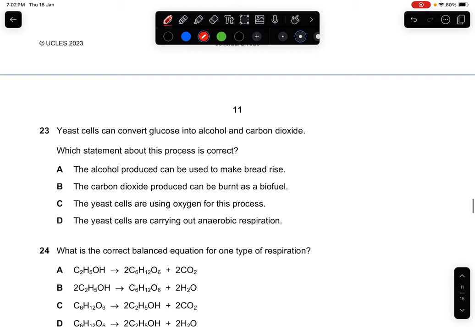Okay, question 23. Yeast cells can convert glucose into alcohol and carbon dioxide. Which statement about this process is correct? This is anaerobic respiration. The alcohol produced can be used to make the bread rise? Not really, it's the carbon dioxide that helps to raise the bread up, so this is wrong. The carbon dioxide produced can be burned as a biofuel? Nope. The yeast cells are using oxygen for this process? No, this is alcoholic fermentation. Fermentation takes place without the presence of oxygen, so the yeast cells are carrying out anaerobic respiration. So this is the correct answer.